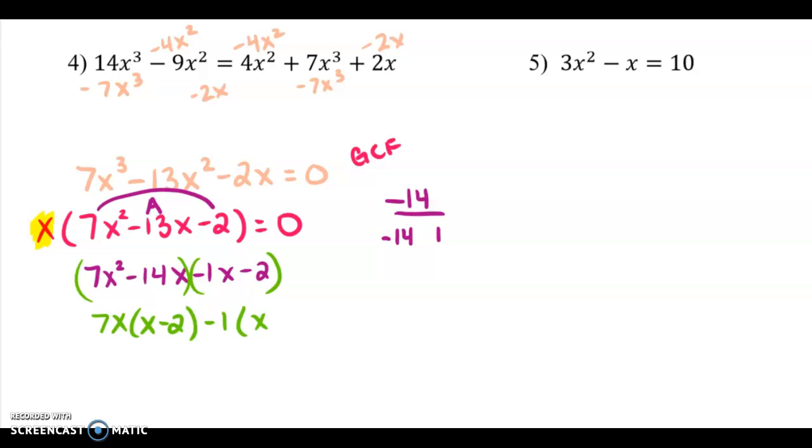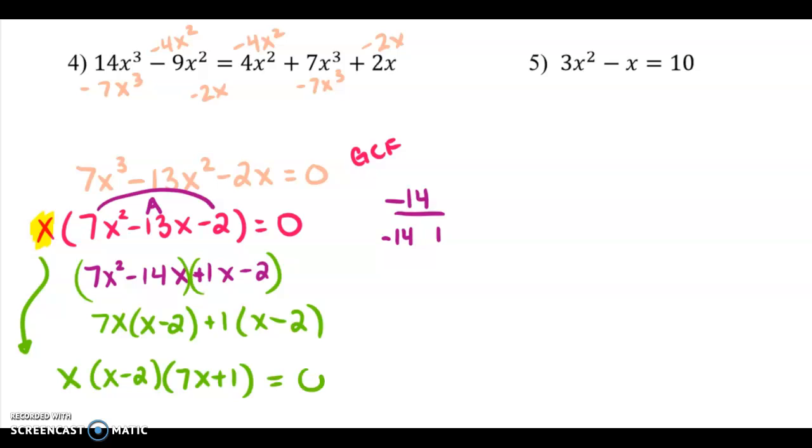It's going to leave me with an x plus 2 if I pull out a negative 1. Oh, it's because it's supposed to be positive. Oops, that's supposed to be positive there. So I'm going to pull out a positive 1, leaves me with x minus 2. Now my parentheses match. Awesome. 7x plus 1. Don't forget my GCF right down there. So that's an x. Set it equal to 0.